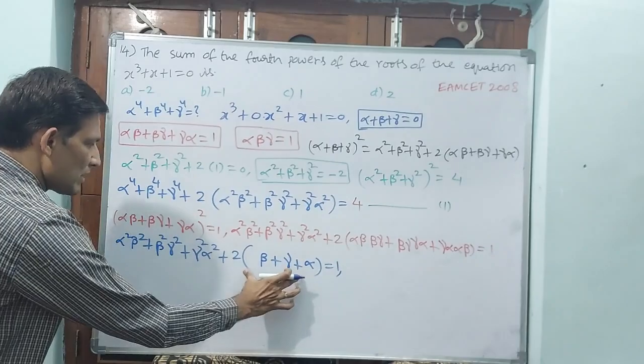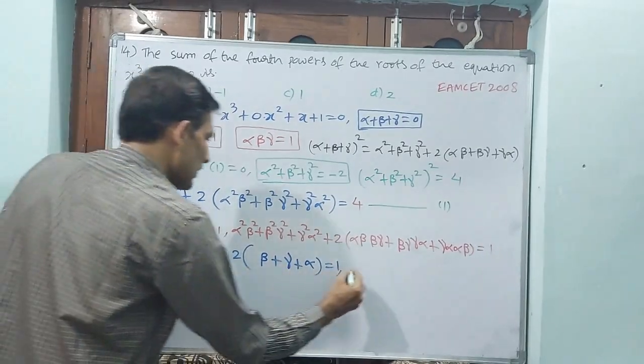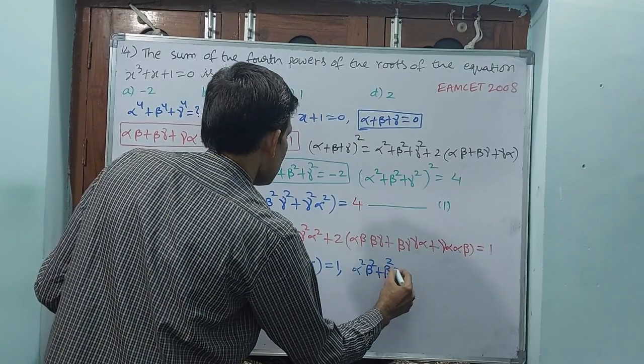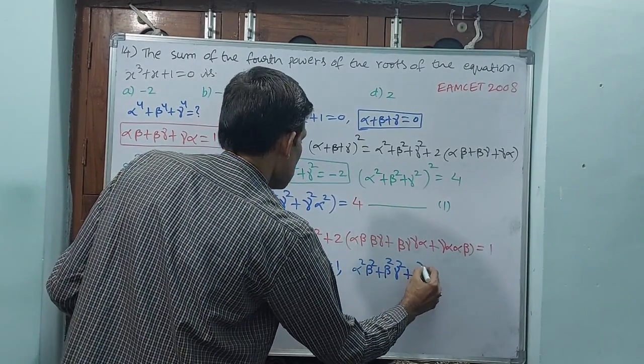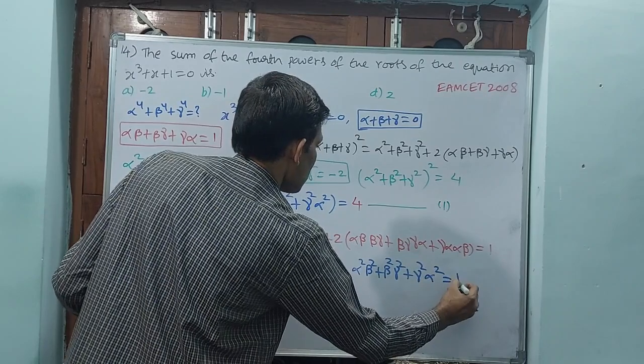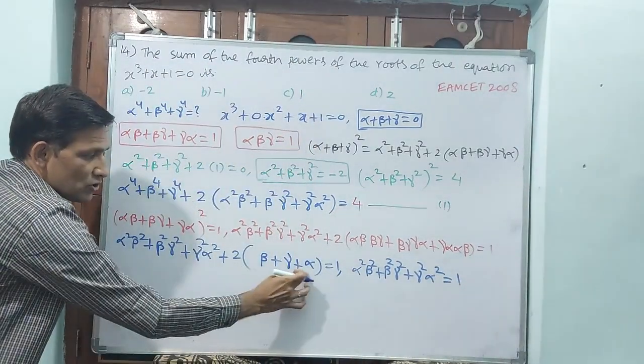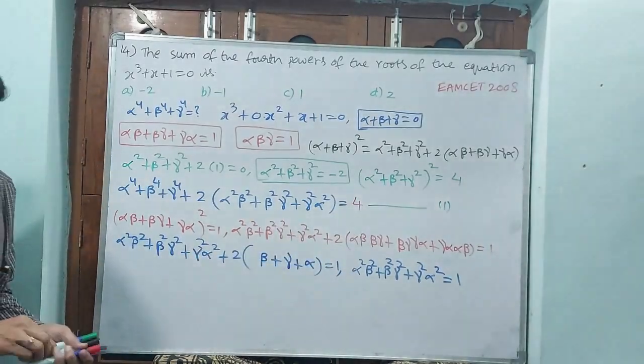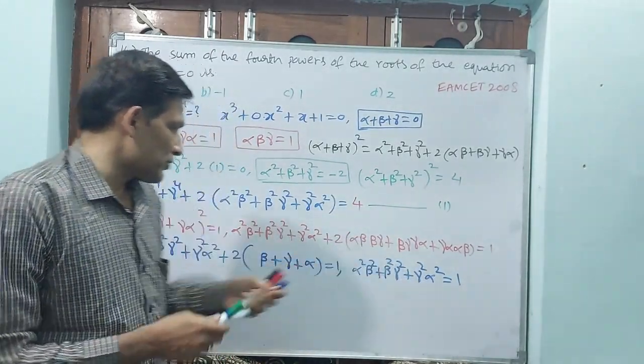That means this is going to become 0. That means this value is going to become 1. Again I am writing alpha square beta square plus beta square gamma square plus gamma square alpha square is equal to 1. Why? Because this is 0, this is 0, 0 into 0, this is equal to 1. That's all. Now what you have to do, this value you substitute in this.